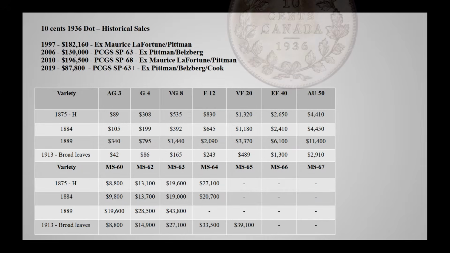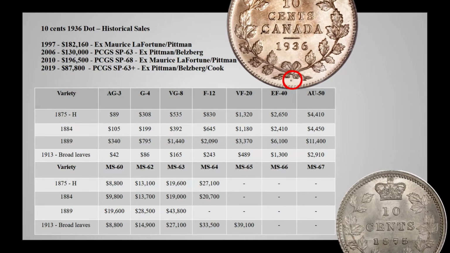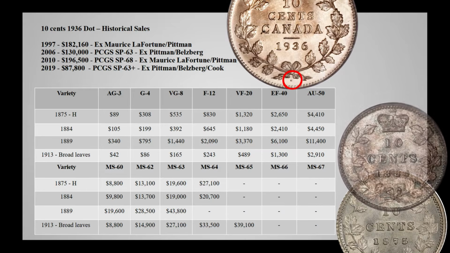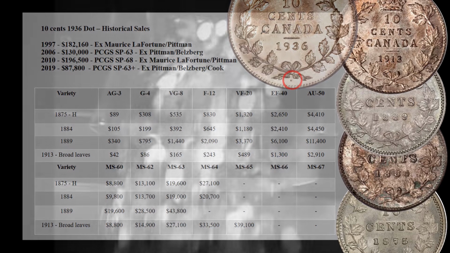All pre-1937 dimes in fine condition can fetch significantly more than their face value, with rarities like the 1936 dime being sold for over $184,000 at auction. Other valuable specimens include the 1875H, 1884, 1889, and 1913 broadleaves, which can be worth thousands. The history of the Canadian dime is rich and varied, reflecting Canada's journey through currency evolution and national identity.